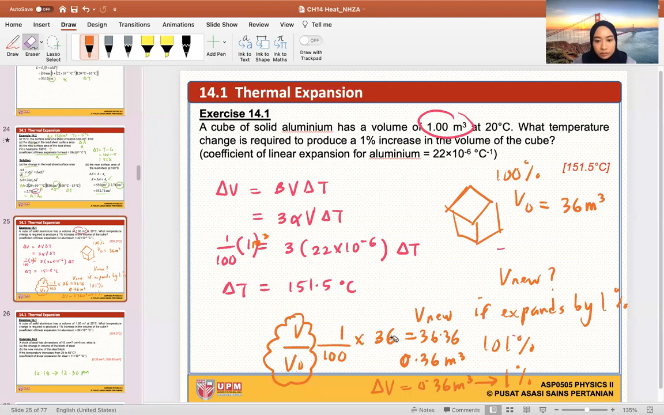1 over 100 darab 36. Okay, dapat berapa? Dapat 0.36. Saya rasa lah. Betul kan? Betul. Dapat 0.36 which is the same. Saya pakai 101 bahagi 100. 101 adalah V. 1% adalah delta V.